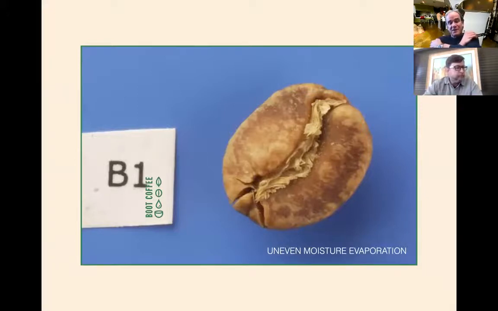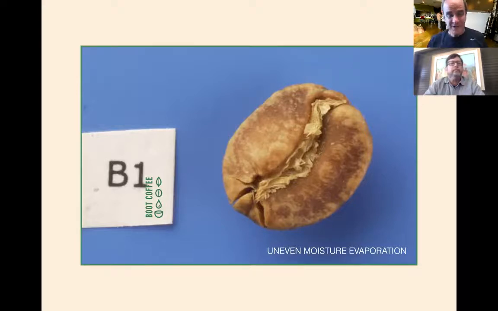So, this photo, what we're looking at here is basically a bean that shows that water vapor is exiting this bean unevenly from one side of the bean towards the other side. And so this can be indicative of the fact that the initial heat applied to this coffee was just too much for this coffee to handle. So now water vapor leaves the cellular structure of the bean with the path of least resistance.